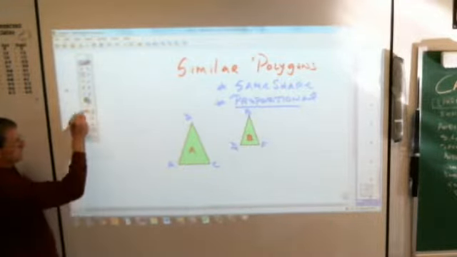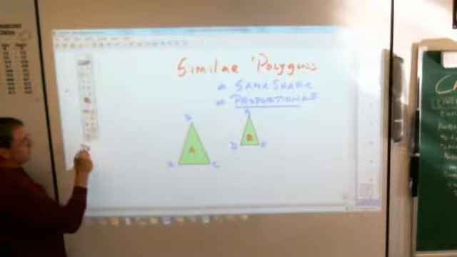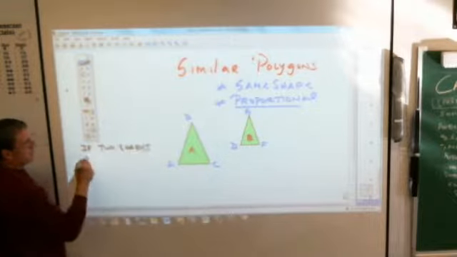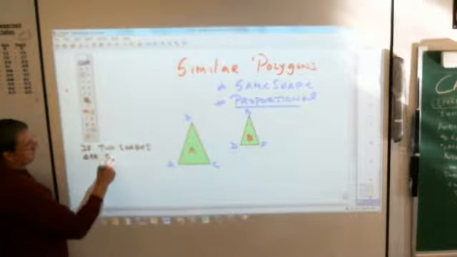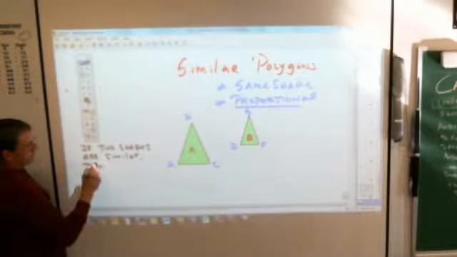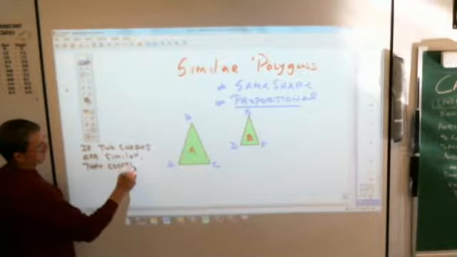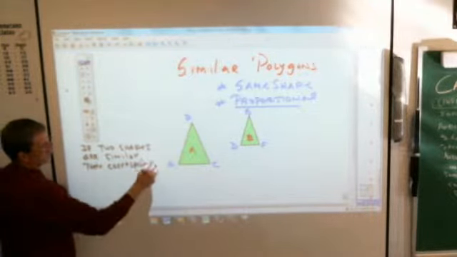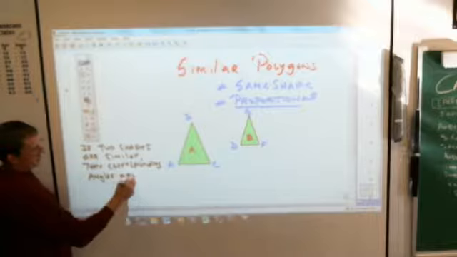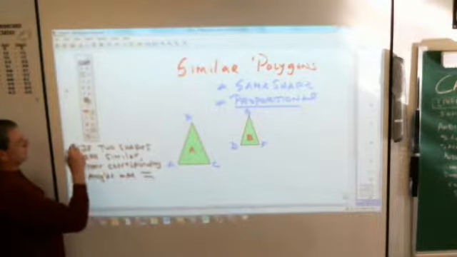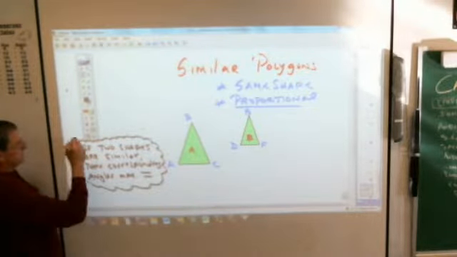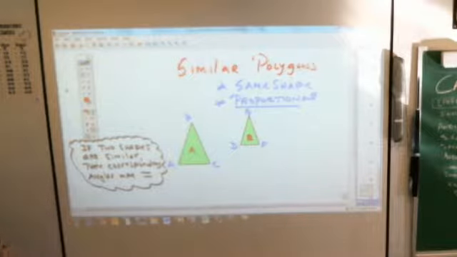Write this down because this is a little geometry for you. If two shapes are similar, comma, their corresponding angles are equal. Now you won't know what that means until we discuss this just a little bit, but write it down because it'll be something of value later on in the proverbial lives.